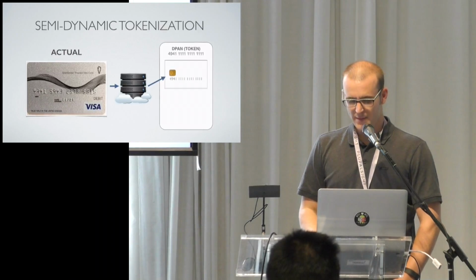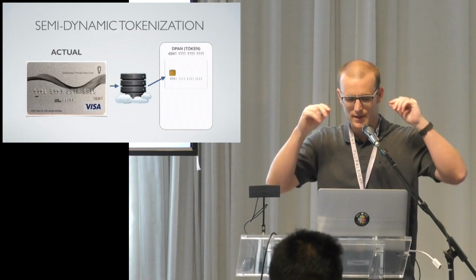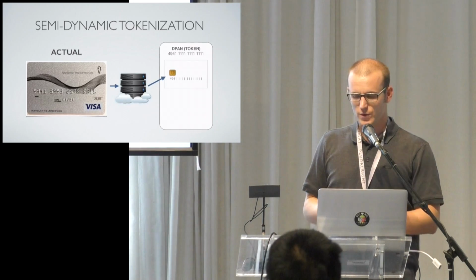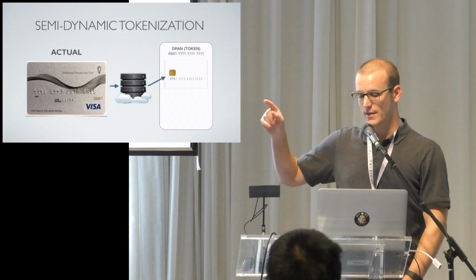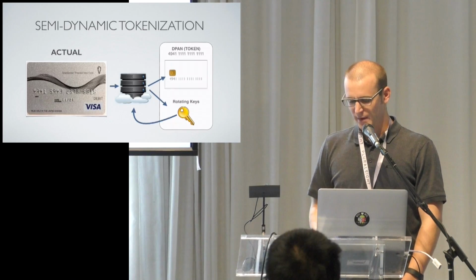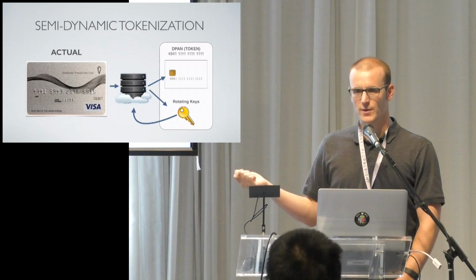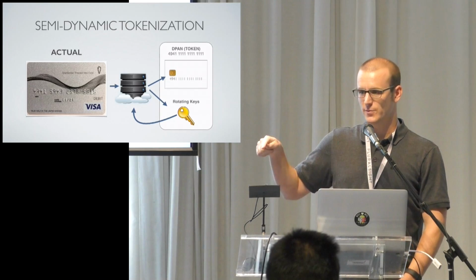And then what's usually done with cloud-based payments is semi-dynamic tokenization, where you get the one alias, but then the thing that makes it special is those keys I was talking about. The keys are given to you by the cloud-based server, and then you use those to generate the cryptograms for the payment.